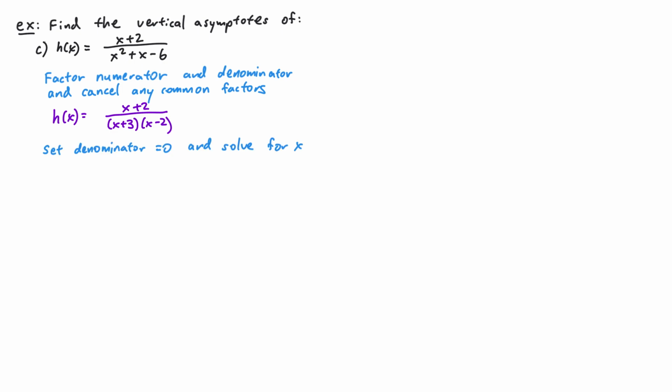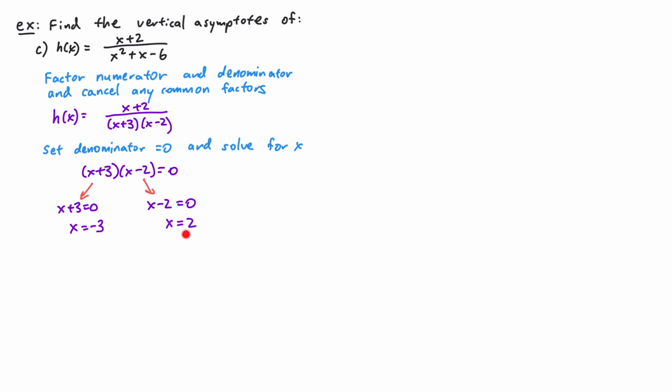So we can move on to our second step, which is just to set the denominator equal to 0 and solve for x. So we have the equation x plus 3 times x minus 2 equals 0. Since I have a product of two things equals 0, that tells me that either the first factor equals 0 or the second factor equals 0, which gives me x plus 3 equals 0 or x minus 2 equals 0. On the left here, we just have to subtract 3 from both sides. We get x equals negative 3. And on the right, add 2 to both sides. We get x equals positive 2.